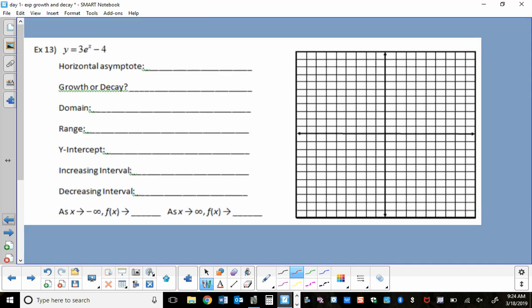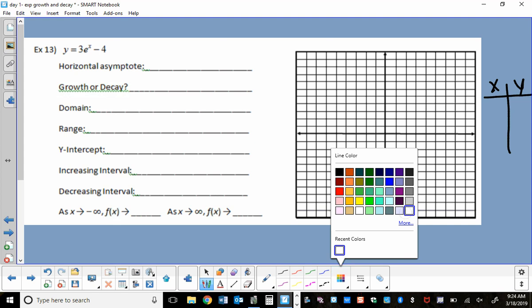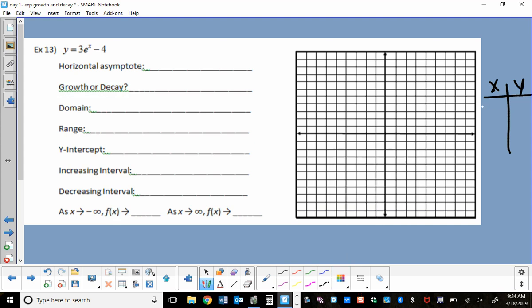All right, number 13. These are a lot of negatives, so that's it.